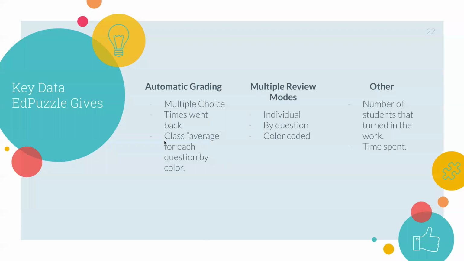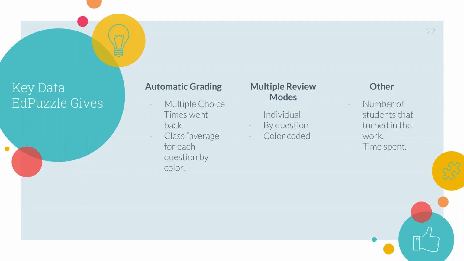They also will give you a class average for each question by color. So you can see kind of at a glance which questions your class as a whole had the most difficulty with. It will let you review their work in multiple modes. So you can either go student by student and grade the entirety of their video work that they did, but you can also go question by question.